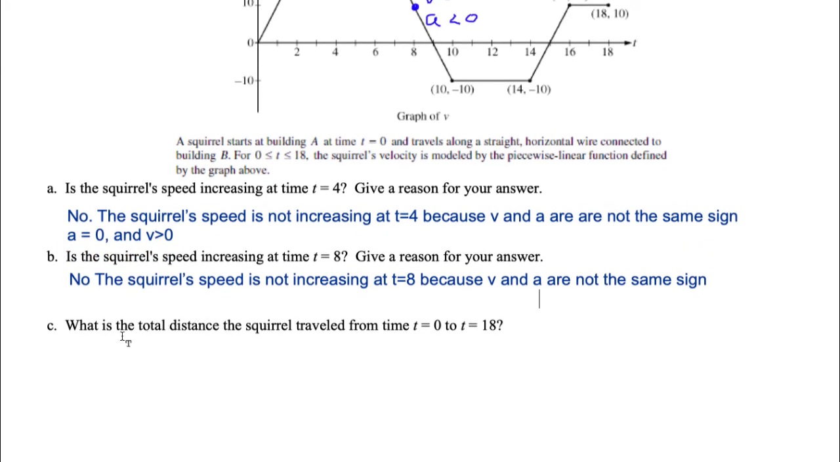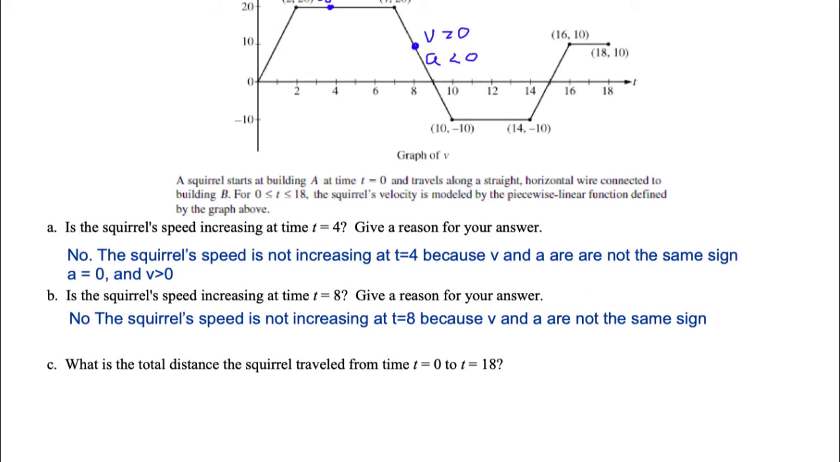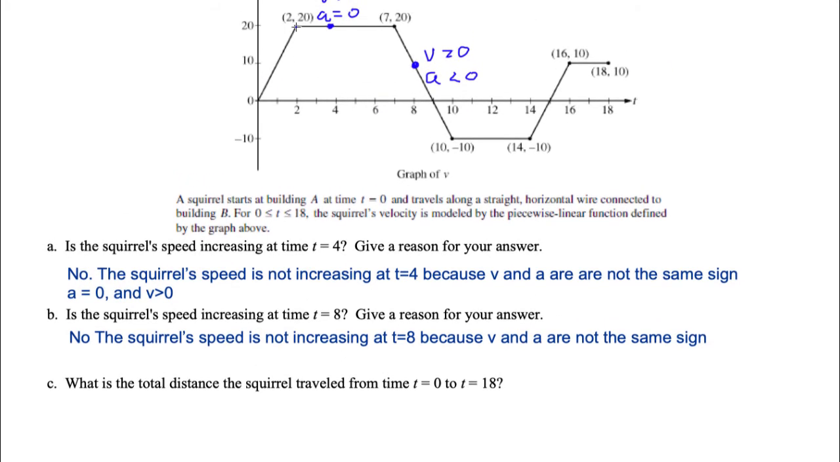Part C, what is the total distance traveled? We have to do some geometry area calculations. This is going to be a 2 by 20 triangle. 2 times 20 is 40, divided by 2 is 20. So we'll write down 20. Then a rectangle that goes from 2 to 7, so a total distance of 5. 5 by 20 is 100. So 20 plus 100 plus, this is a congruent triangle as well, so it should be 20.